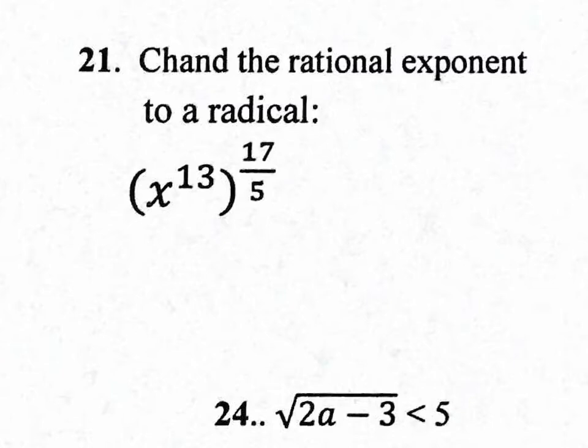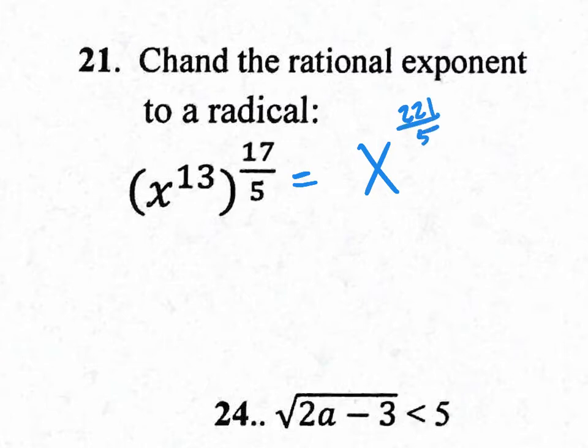Come on, guys. Power over root. The root is 5, so we're talking about the 5th root, right? How about this? When you have a power to a power, what do you do? You multiply these guys. So if you go 13 times 17 on a calculator, you get 221. So what we really have here is x to the 221 over 5.